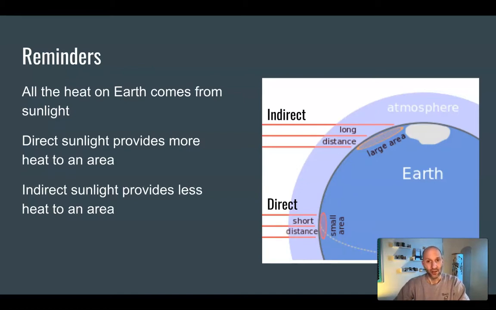Indirect sunlight, on the other hand, is spread out over an area. And so you have less heat provided by indirect sunlight. Again, direct sunlight will feel warmer, indirect sunlight will feel cooler.